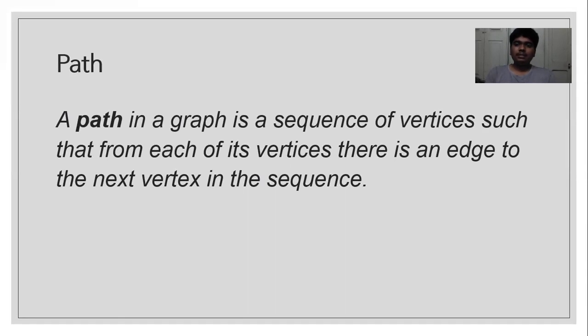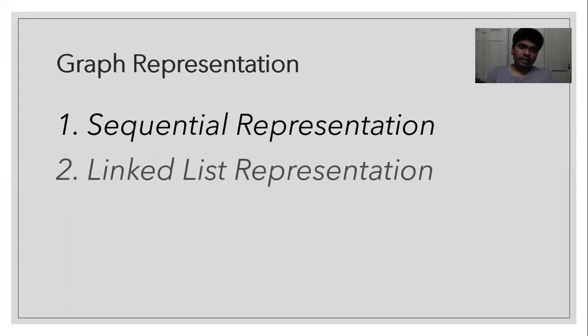A path is nothing but a sequence of vertices which are followed in the graph. If one node is followed by its next vertex, then that following is known as the path. This is one of the important things we need to know. The graph representation is of two types: sequential representation and linked list representation.